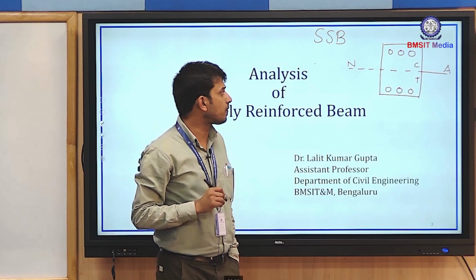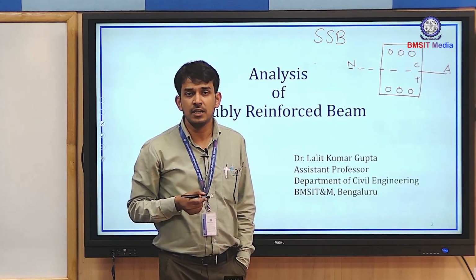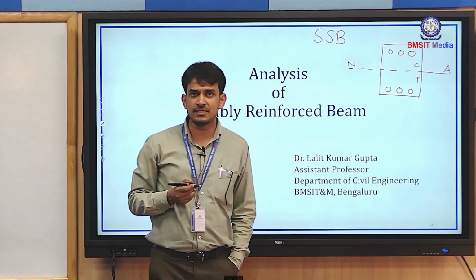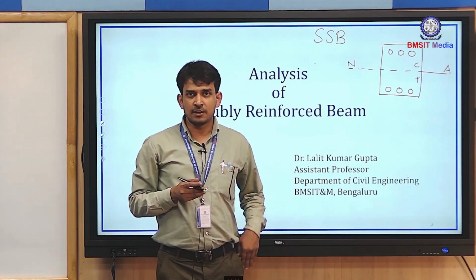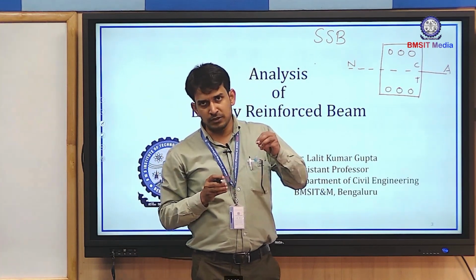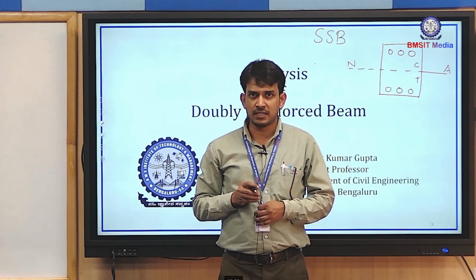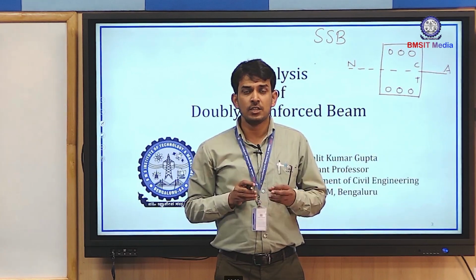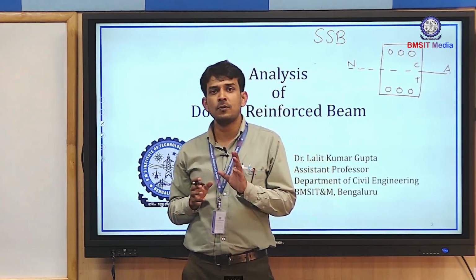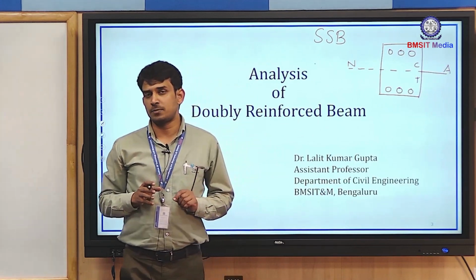Now the first question is why we have to provide a doubly reinforced beam. You can understand it simply like this: if a load is coming and you already know the size of the beam, but the beam becomes over-reinforced as a singly reinforced beam, then IS 456 does not allow you to design that beam as an over-reinforced beam. That is the first case.